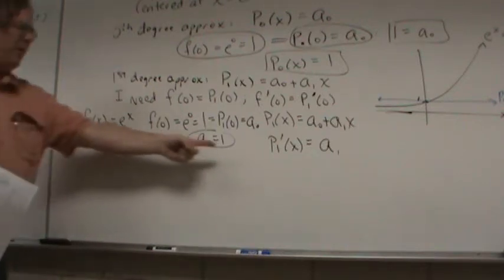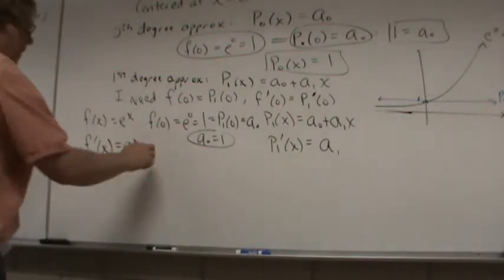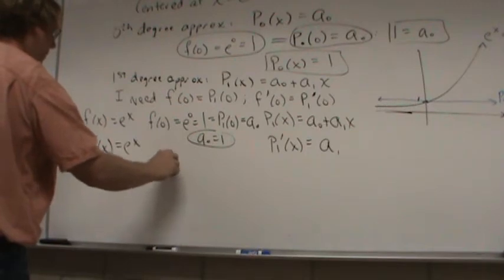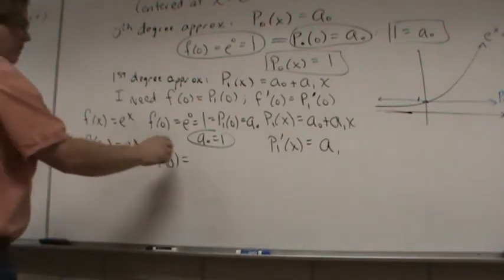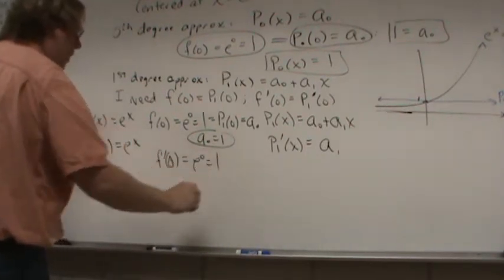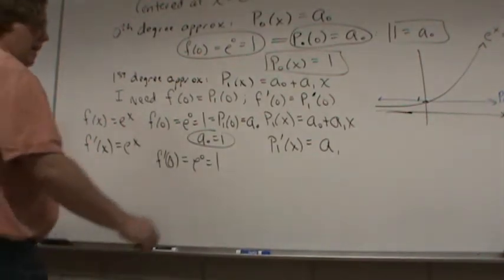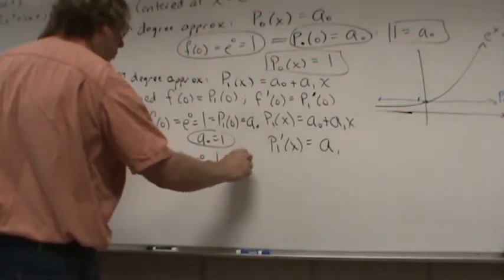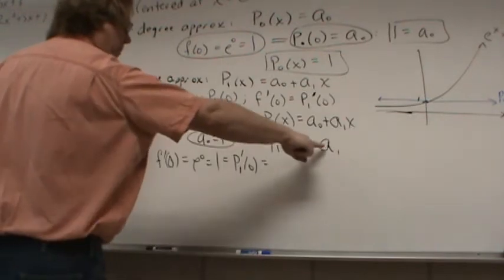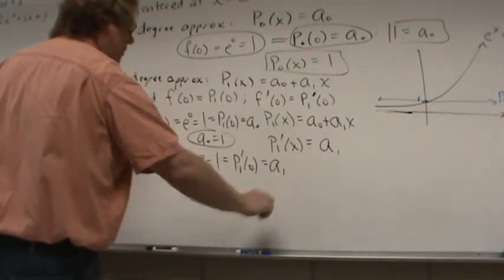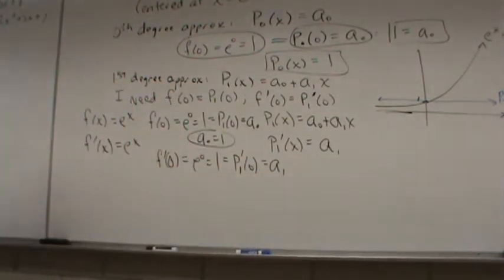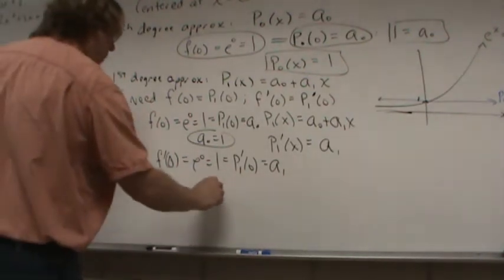Let's do the same thing with the first derivative. F prime of 0 is going to be e to the 0, which is 1. And that's got to equal p1 prime of 0. And I hope you see that p1 prime of 0 is a1. And so I get a1 equal to 1.